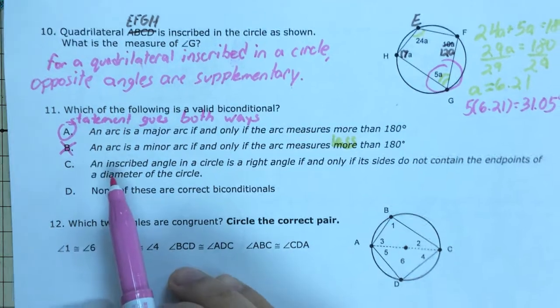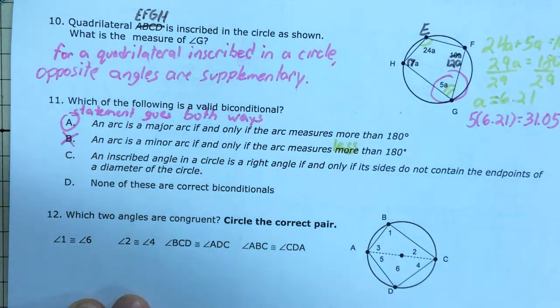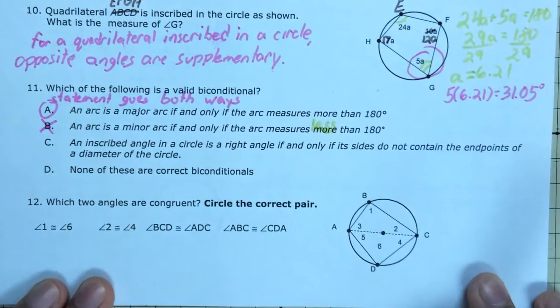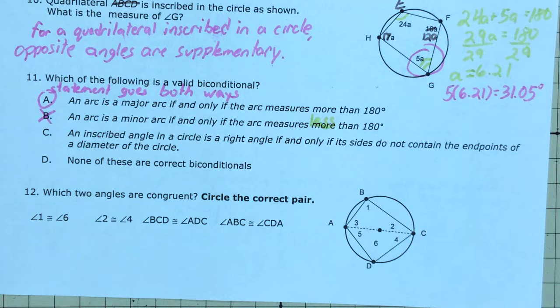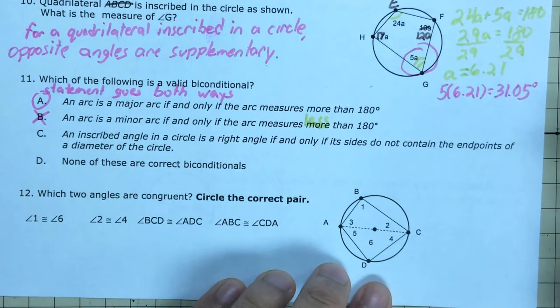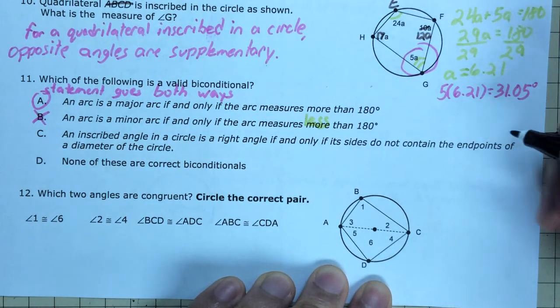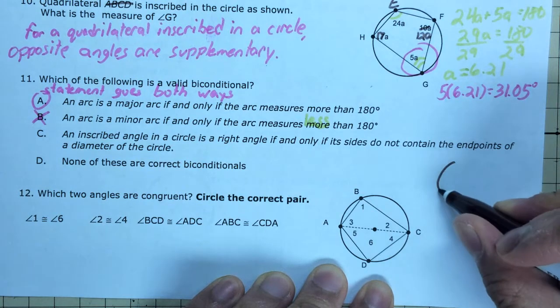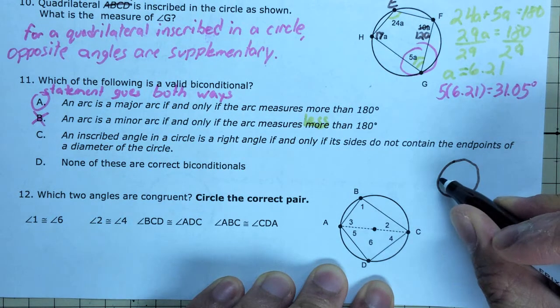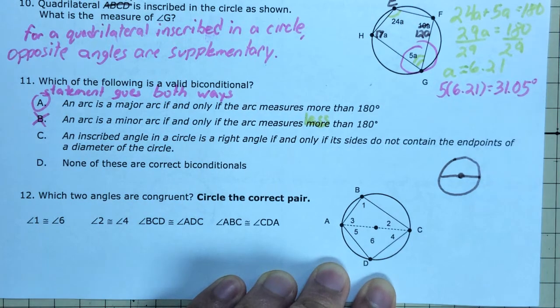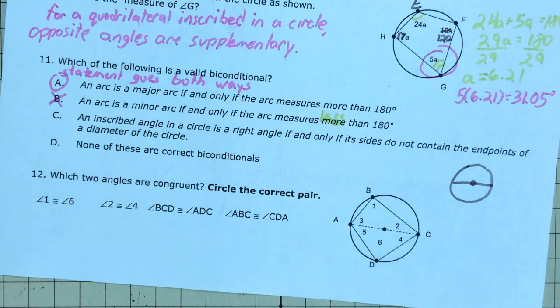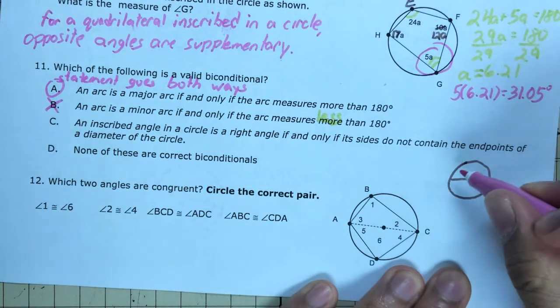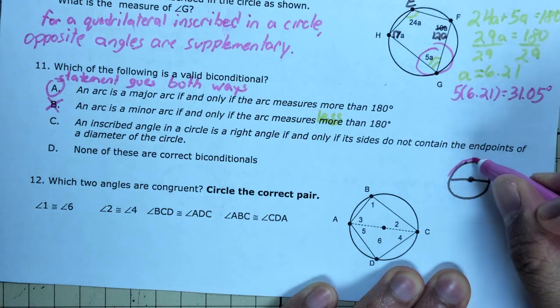Part C, an inscribed angle in a circle is a right angle if and only if its sides do not contain the endpoints of a diameter of a circle. So this is one that I actually want to take a close look at. Over here, if I were to draw myself a circle with a diameter, here's the center. Let's take a look at this top arc right here.